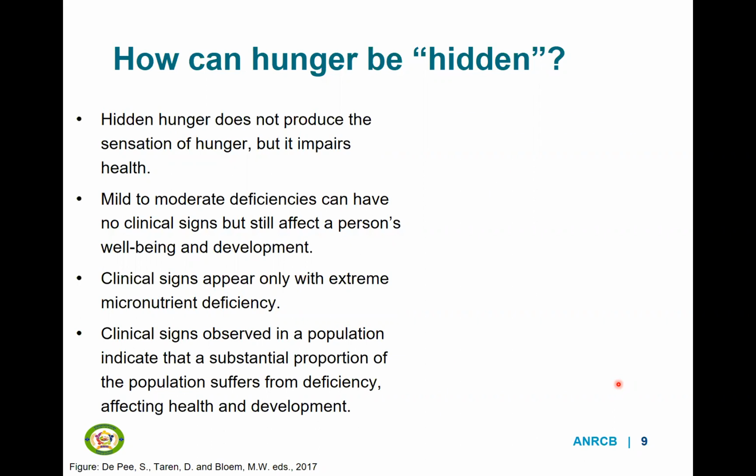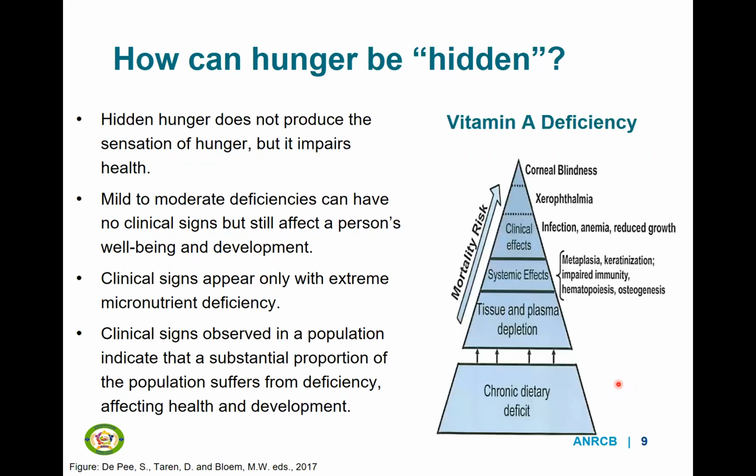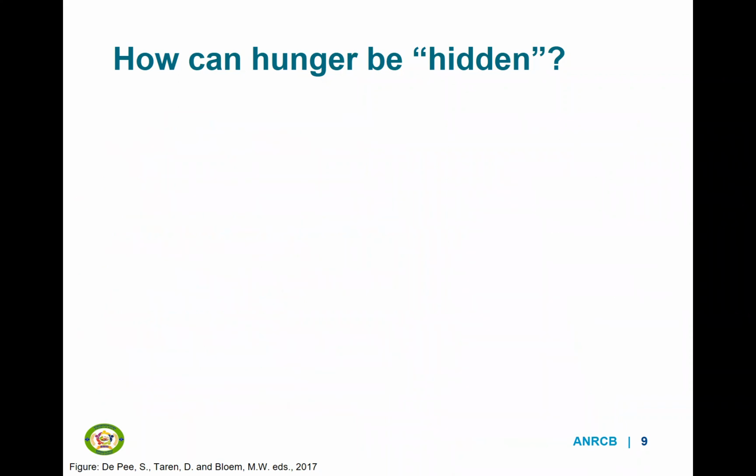So let me give an example. Here's the story of vitamin A deficiency. If you have deficiency developing in a population, it starts out with having a deficit within the diet over a long period of time.